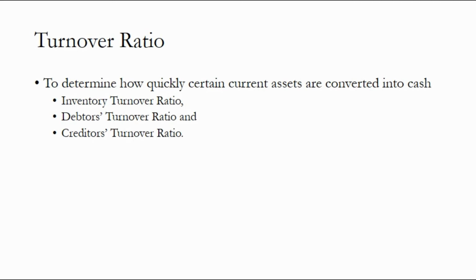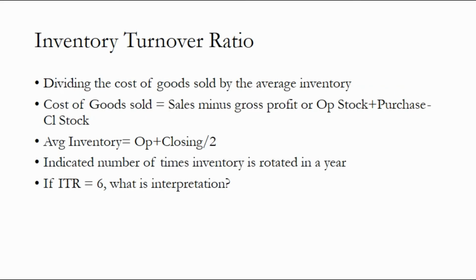Now, turnover ratios determine how quickly current assets are converted into cash. There are three measures: inventory turnover ratio, debtors turnover ratio, and creditors turnover ratio. Inventory turnover ratio is calculated by dividing the cost of goods sold by average inventory. Cost of goods sold is sales minus gross profit, or opening stock plus purchases. Average inventory is opening plus closing stock divided by 2. It indicates the number of times inventory is rotated in a year.